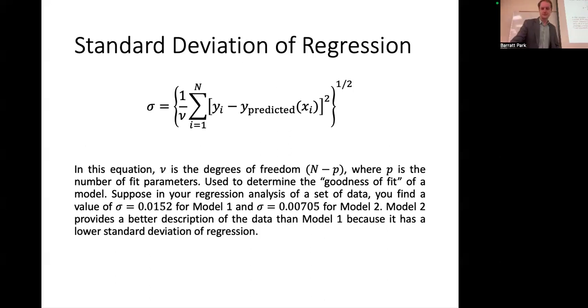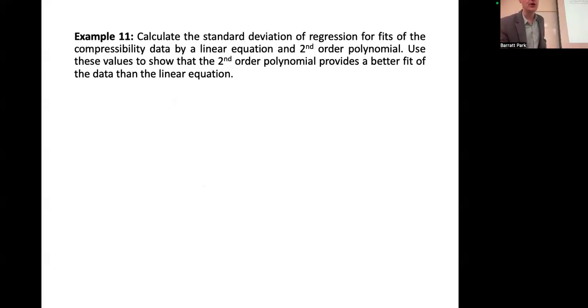Okay, so let's go on to the next example. The next example says, now we're going to calculate the standard deviation of regression for the fits of the compressibility data from the linear fit and from the 2nd order polynomial fit. Okay, and then we can see that the 2nd order polynomial provides a better overall fit to the data than the linear fit.